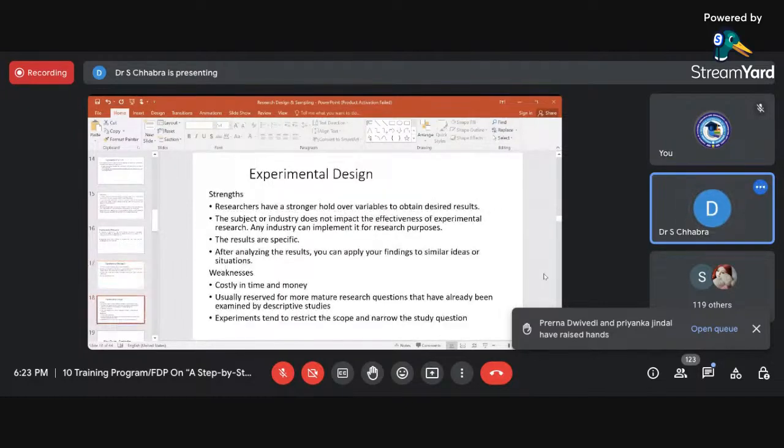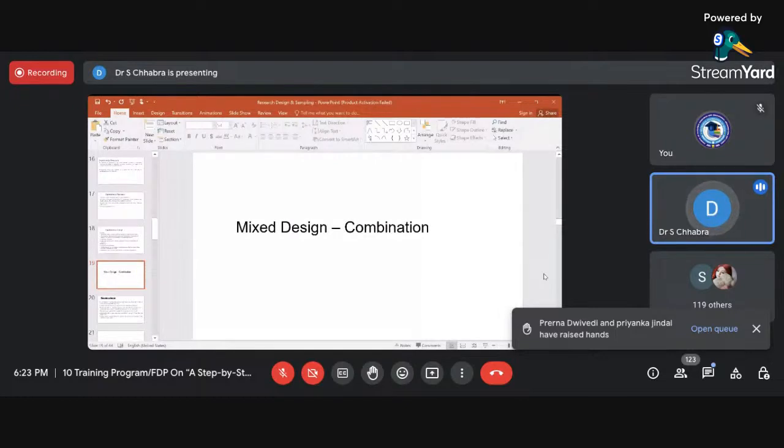As I told you, not all subjects are related to experimental design. Please look into that, and then you can have a mixed design approach. At times it can be exploratory in part, and the rest can be descriptive. So you can have such types of mixed designs.